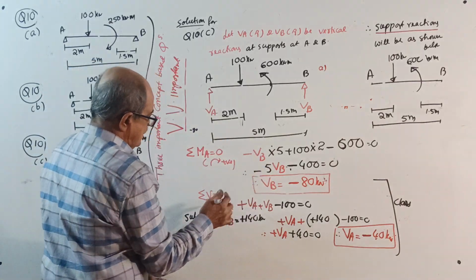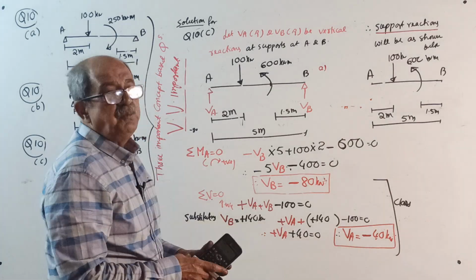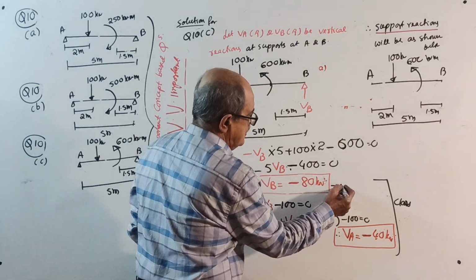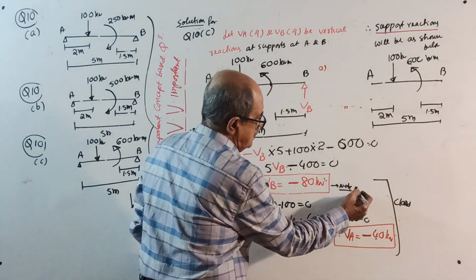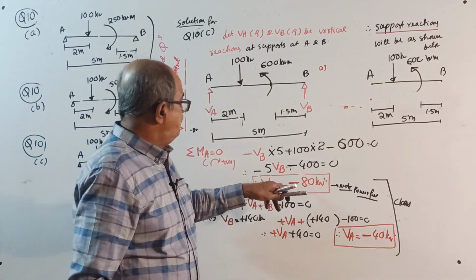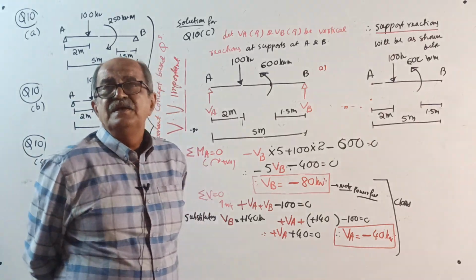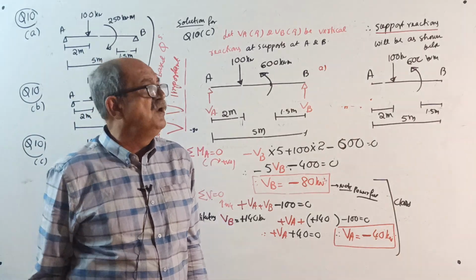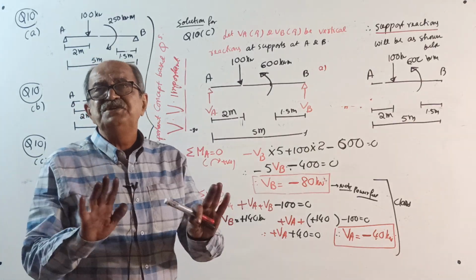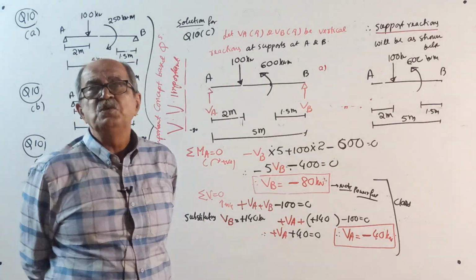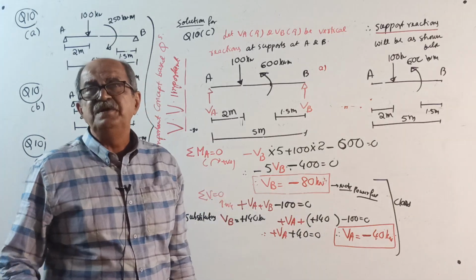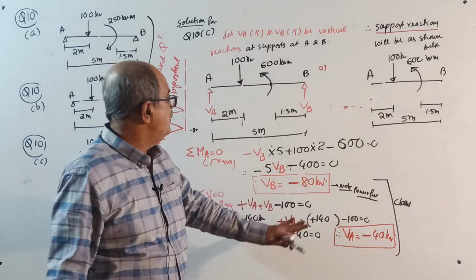Now, sigma V equals 0, upward positive. But before that, make a note here. Make a note, powerful note. In future, I will not tell. I will dictate once. Suppose when you solve for unknown reactions, suppose any reaction comes negative, do not change the direction now. It will lead to blunder. Some people will write here 80 down. No, dangerous. Never do that way.